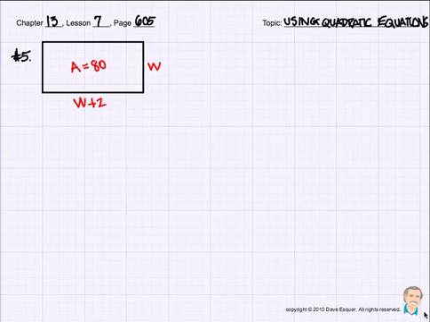Good morning. Chapter 13, Lesson 7 is on pages 605 and 606, and it is the last lesson in the book. Congratulations, we've gotten to the end of the book. It says using quadratic equations, and let's see what we can work out.